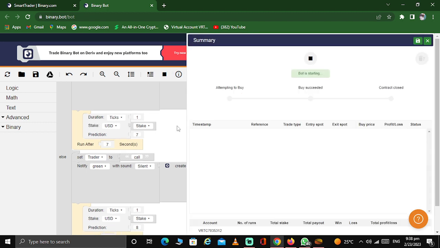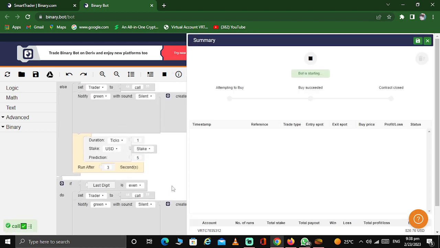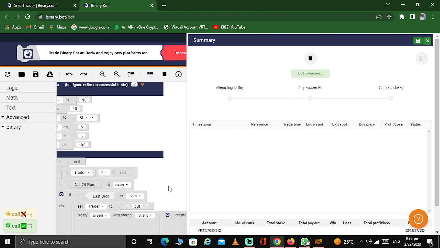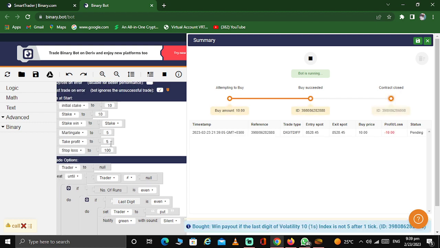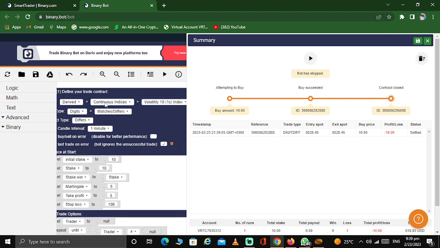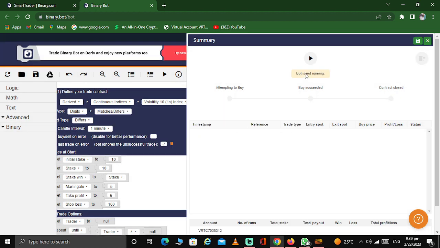So I'm using a stake of 10 and a take profit of 5. The goal is to enter the trade early and get out early. That's why I'm using the minimum take profit here of 5. Okay, sorry, I forgot to put the trade type, digit differs. Yeah, it's okay. I thought I had forgotten to put the trade type here. So let's run again.